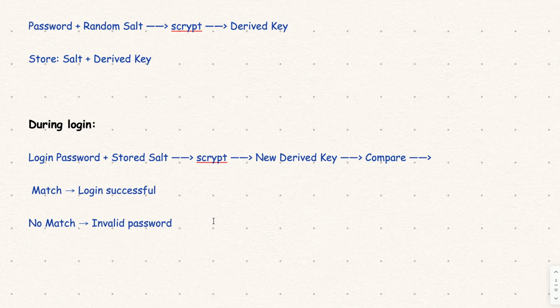Instead, we take the password provided during the login time, retrieve the stored salt from the database, and run the scrypt function again using that password and the stored salt. If the newly generated derived key matches the stored derived key, the password is correct. If they don't match, the password is incorrect. So let's implement that also.